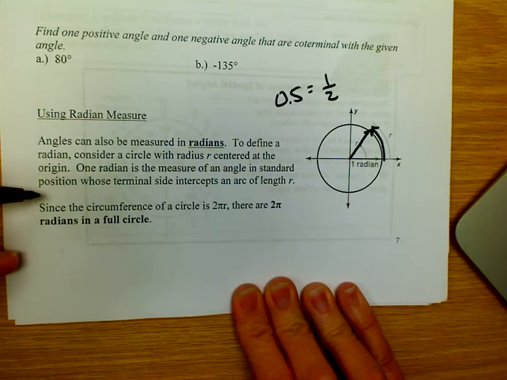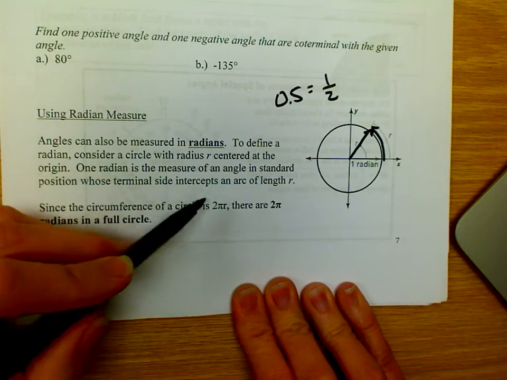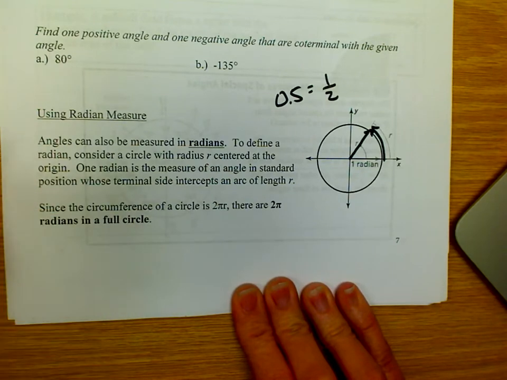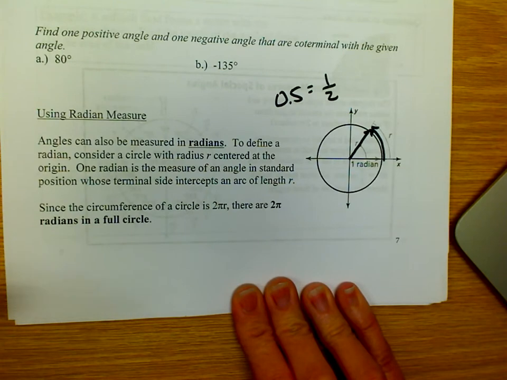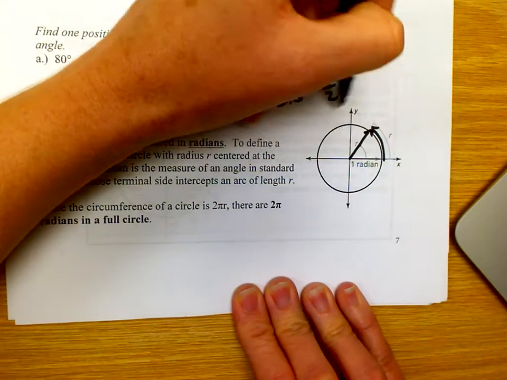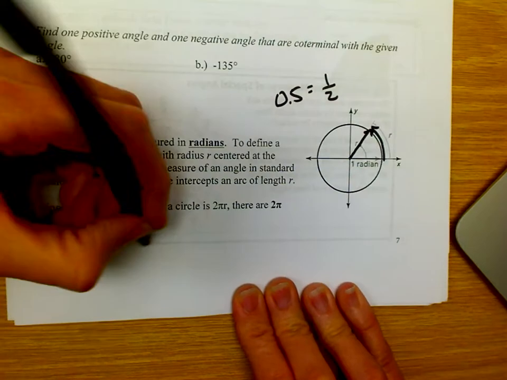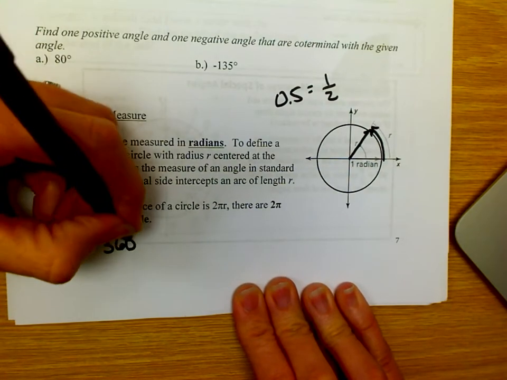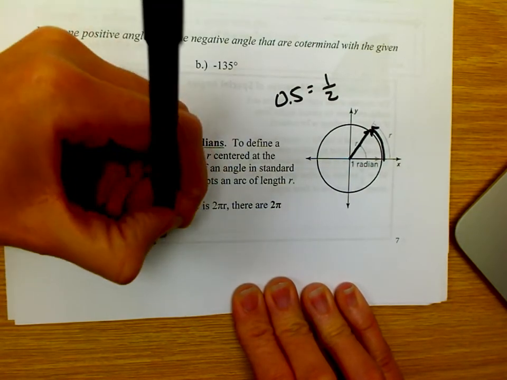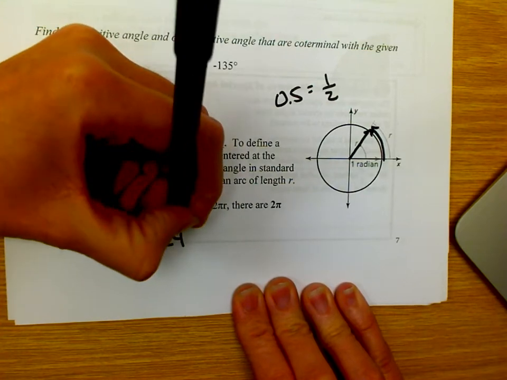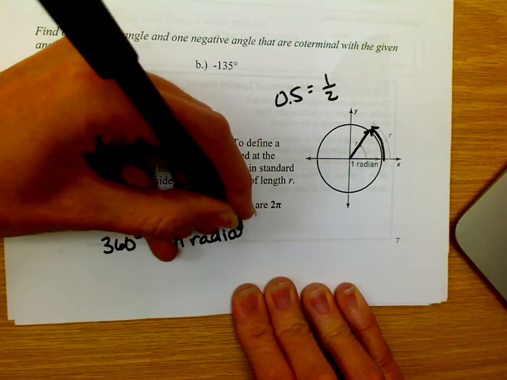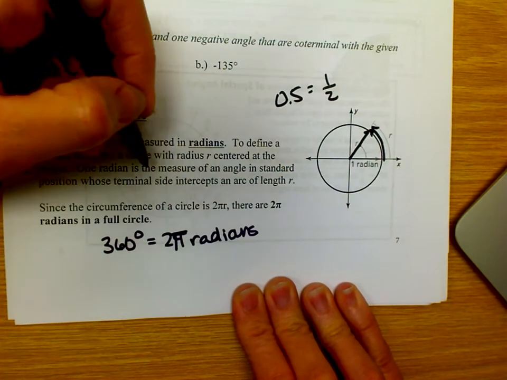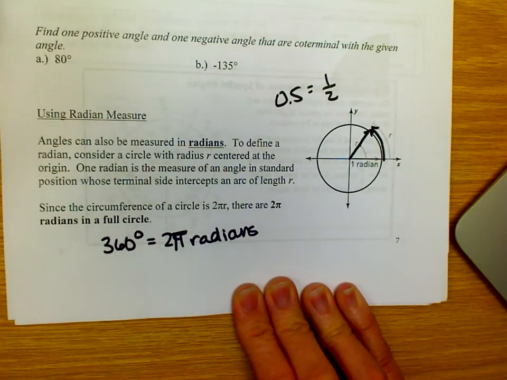Since the circumference of a circle is 2 pi r, there are 2 pi radians in a full circle. Normally a full circle we think of as 360 degrees. That is the same as 2 pi radians. Those are the same measure, just different units.